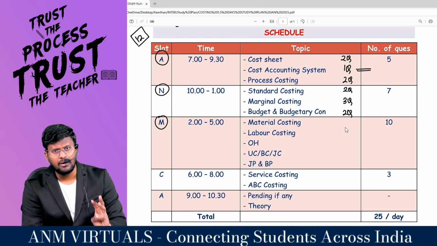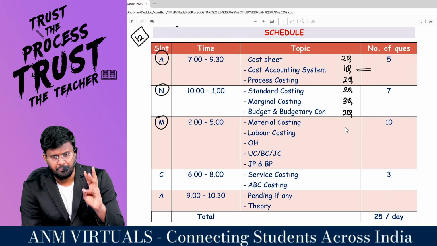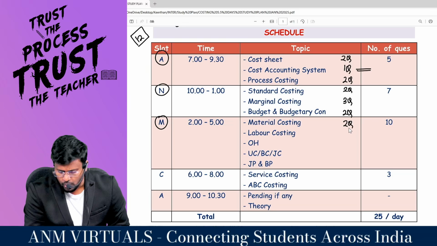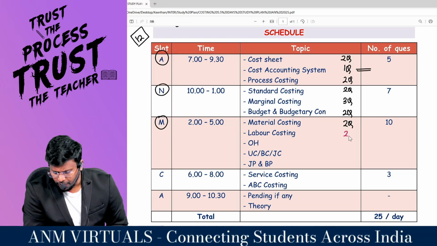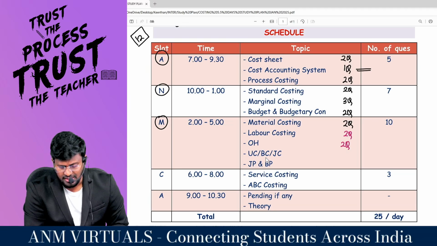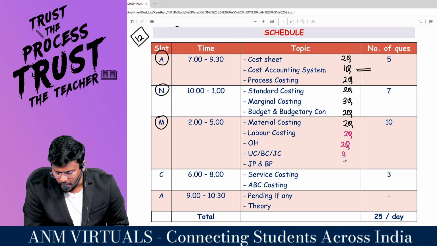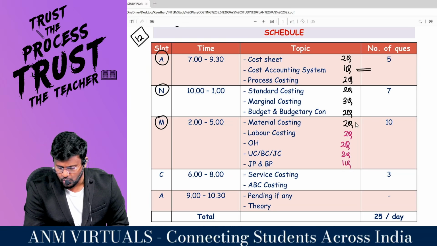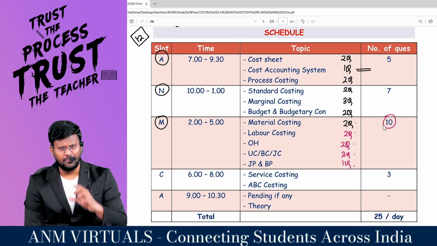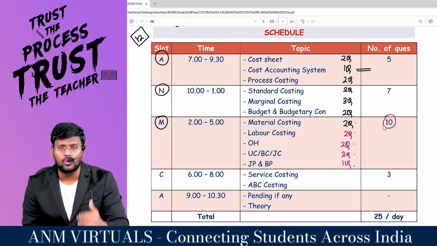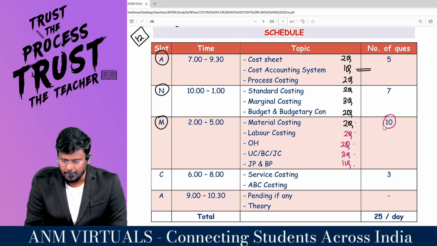Material, labor, overhead, unit costing, batch costing, job costing, joint product byproduct. Material, you have to solve 2 questions. Labor, 2 questions. And overhead, 2 questions. And unit costing, batch costing, and job costing, 1 question each, totally 3 questions. Joint and byproduct, 1 question. So 2 plus 2 plus 2 is 6, 6 plus 3 is 9, plus 1, 10 questions. That means from 2 to 5, you have to solve 10 questions. This is the workout batch for you for the coming 5.5 days.